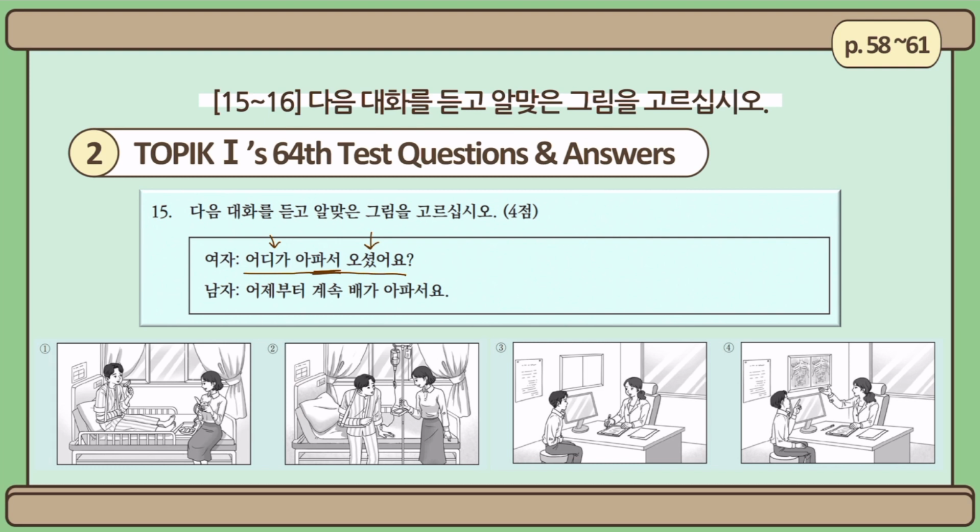Listening to this question, you could assume that the location is a hospital and that the woman is a doctor. So the correct answer could be either 3 or 4. 어제부터 계속 배가 아파서요. 어제, yesterday, 부터, since yesterday, 계속, continually, 배가 아파서요. Stomach pain. Again, the 아서 ending, indicating cause, is used in 아파서, so it's like saying, because my stomach hurts. Here, the man is explaining that he came to the hospital because of the continuous stomach pain since yesterday.